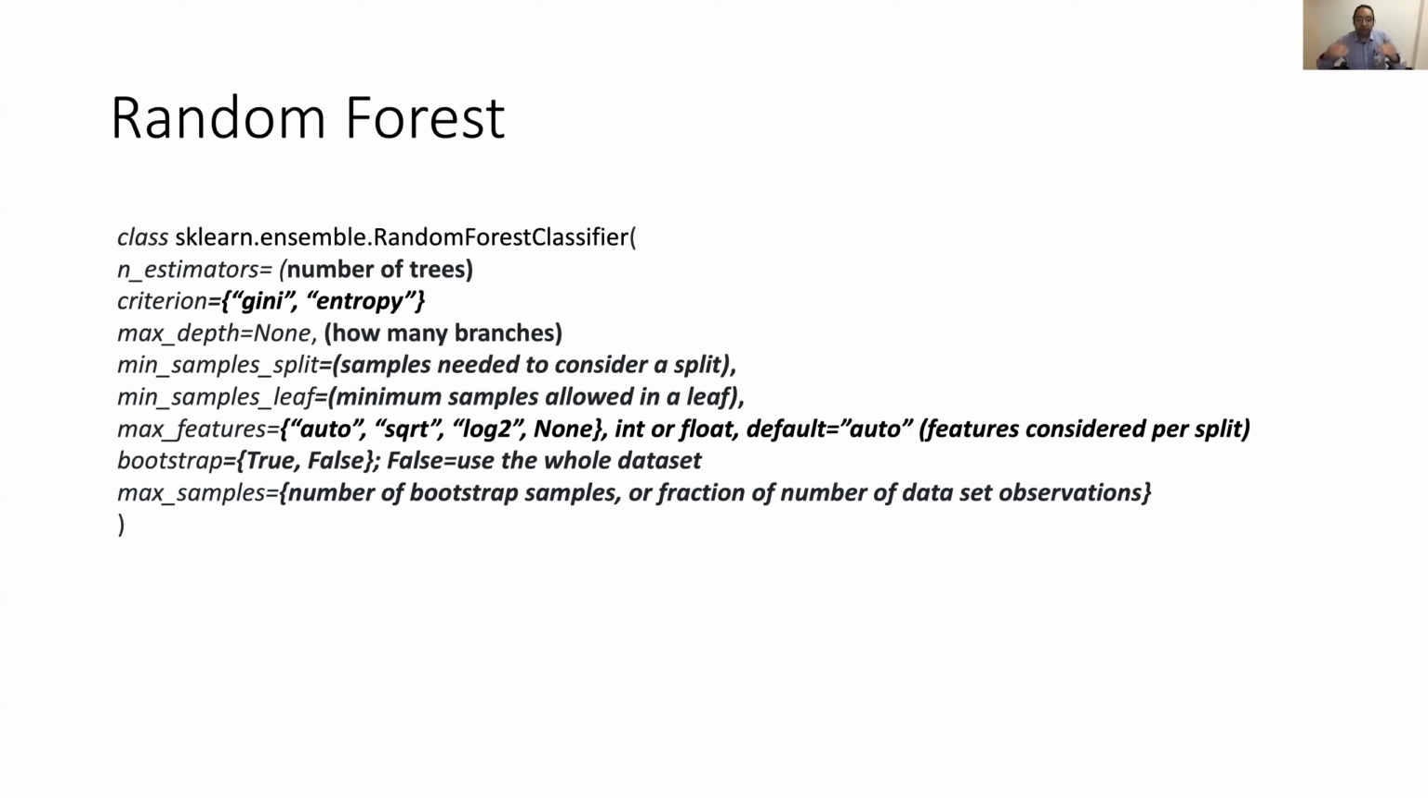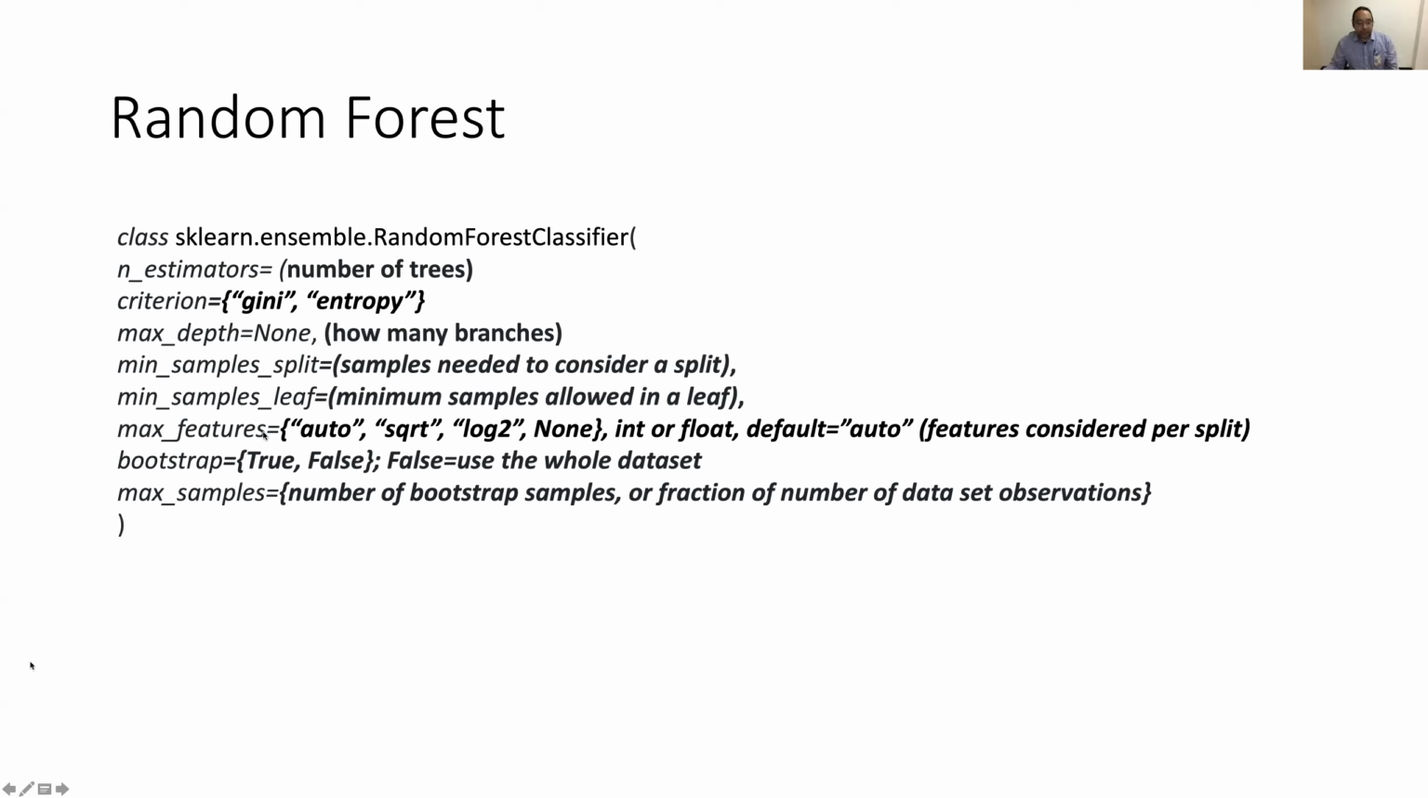So one way to impose a limit is to say, hey, don't consider any split if you have less than 20 points to consider, right? That's what this minimum sample split number is. On the flip side, for the number of leaves, you could say, I don't want you to ever make a leaf if it has less than 10 points in it. So that's what this value is here.